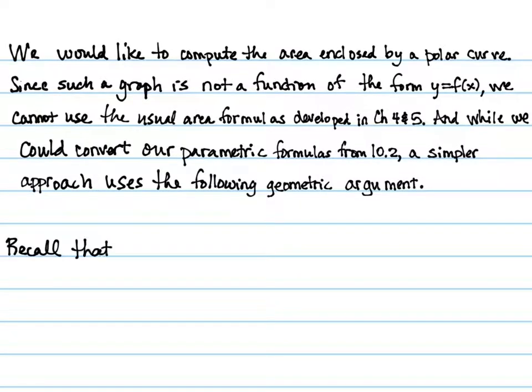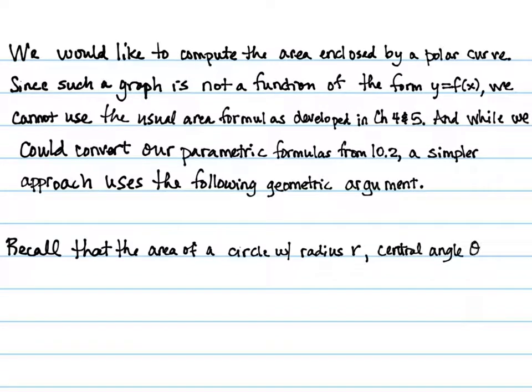Recall that the area of a circle with radius r is given by the formula area equals pi r squared.